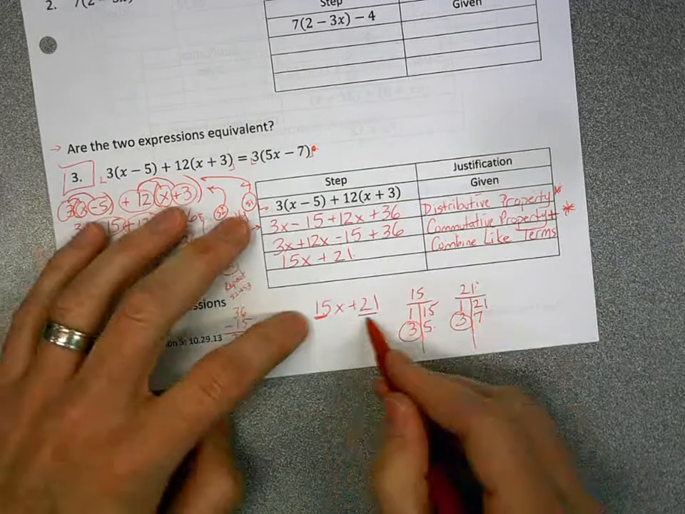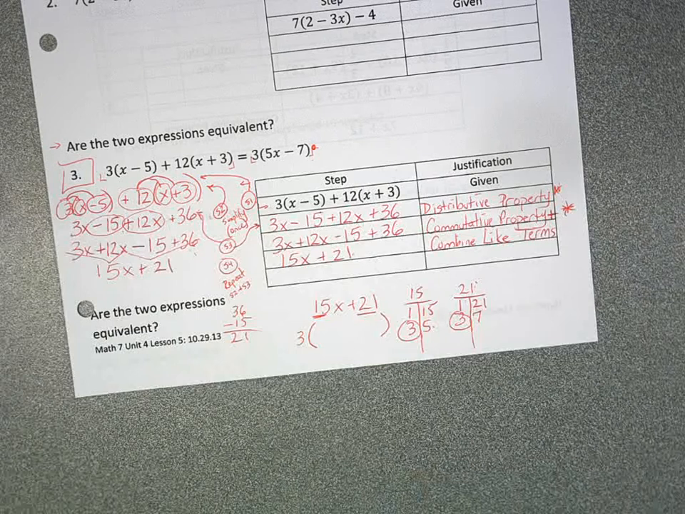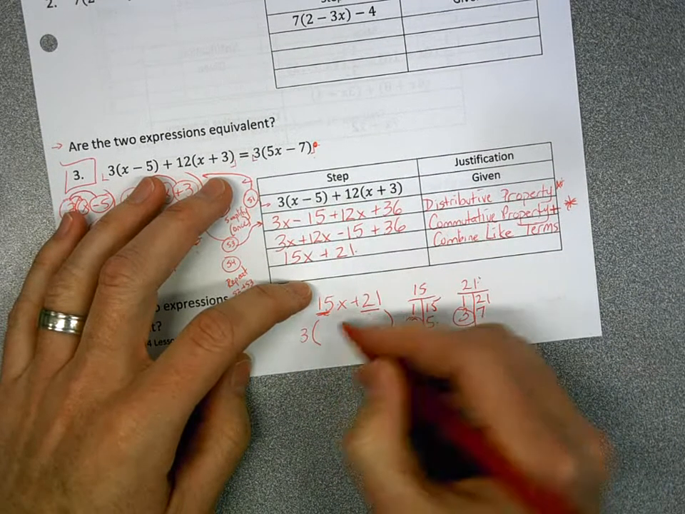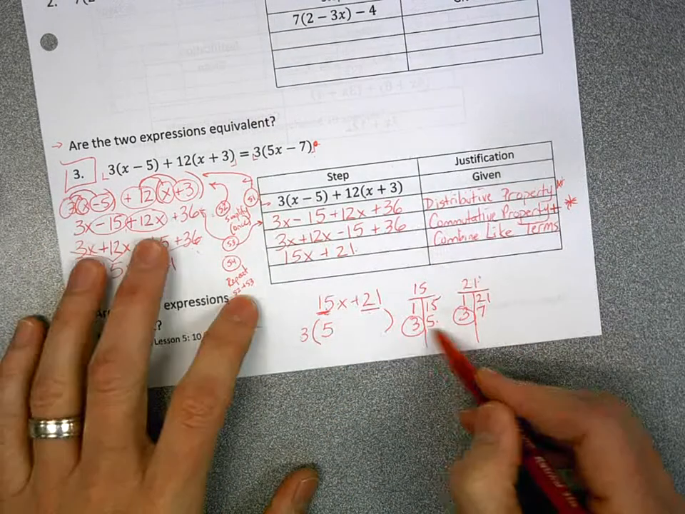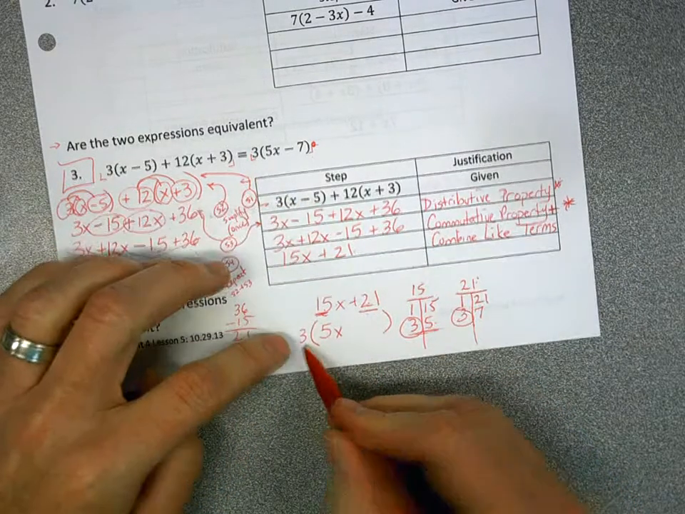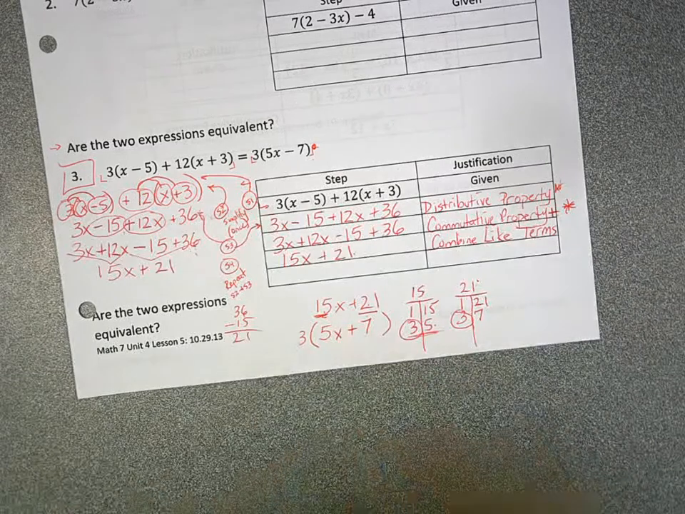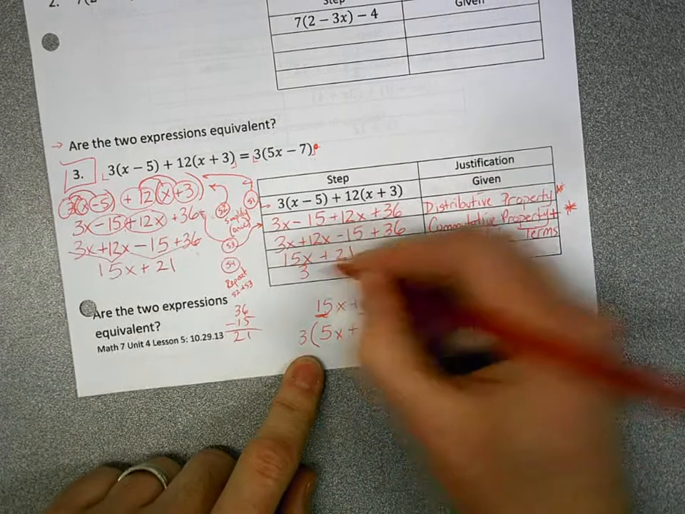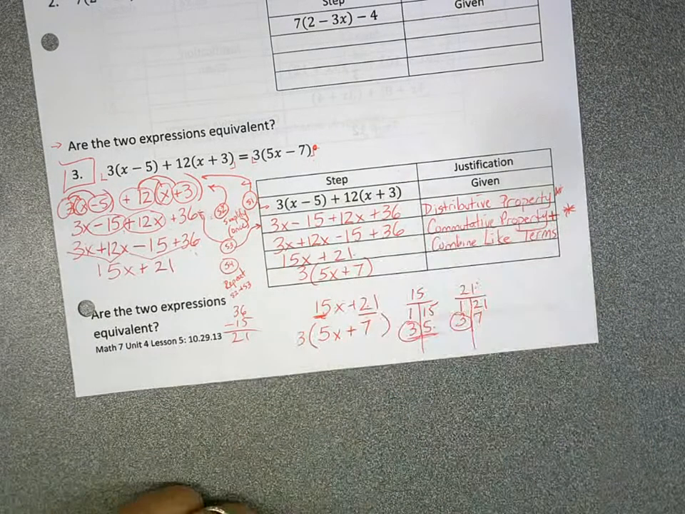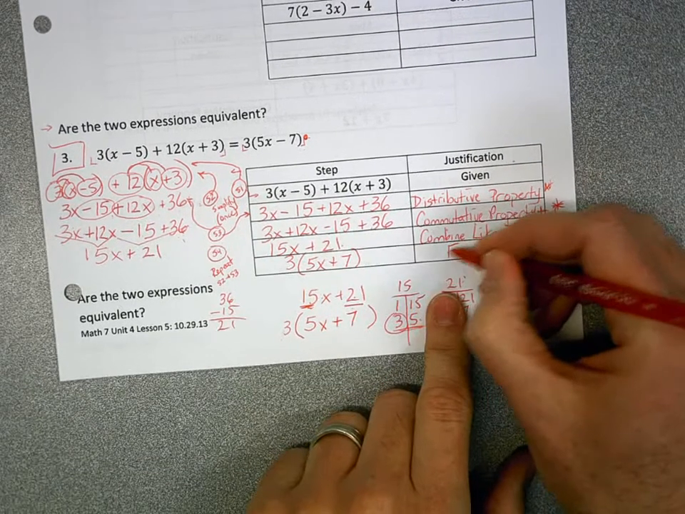So I take this, I factor out a 3, I put my parentheses, and I say, well, what's left over once I factor out or divide out a 3? Well, 15 divided by 3 is 5. You can look here. 5 with an x left over. Positive 21 divided by 3 is a positive 7. And so I take this and I write it right here: 3 times 5x plus 7. My justification, or the skill I just used, was I factored.